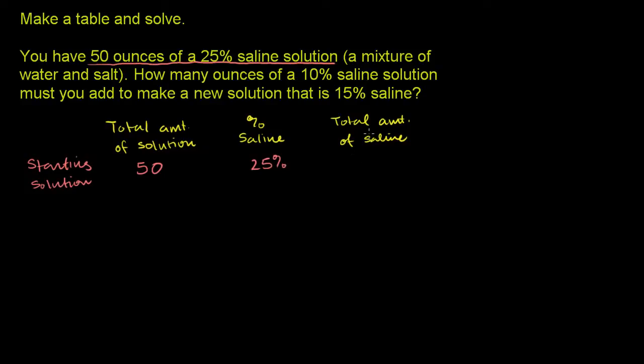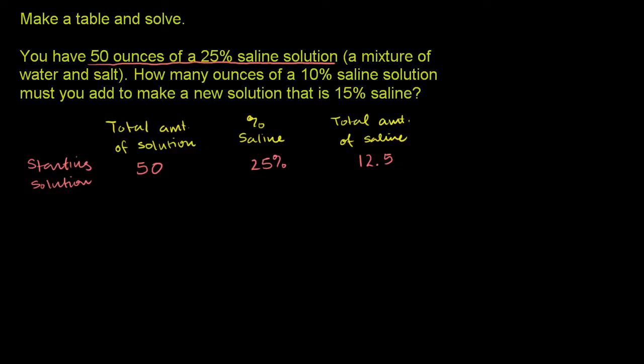So if we wanted to figure out the total ounces of saline, we say, well, we have 50 ounces. Multiply that by 25%, and we have the total amount of saline in this solution. So 50 times 25%, that's the same thing as 50 divided by 4. So that's 12.5 ounces of saline in this 50 total ounces. It's 25% saline.